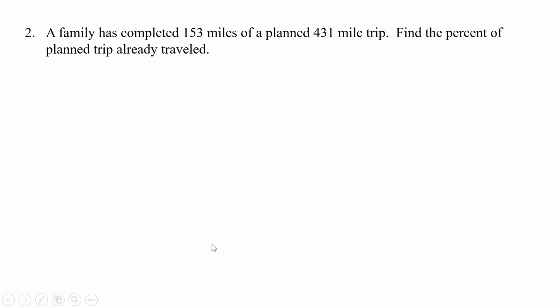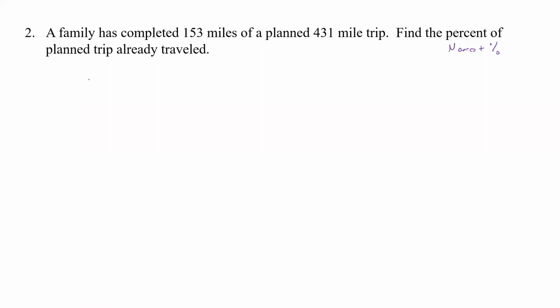All right, so this one is to the nearest percent. So what we need to do is say nearest percent, so we want a whole number. And it says a family has completed 153 miles of a planned 431-mile trip. Find the percent of the planned trip already traveled.